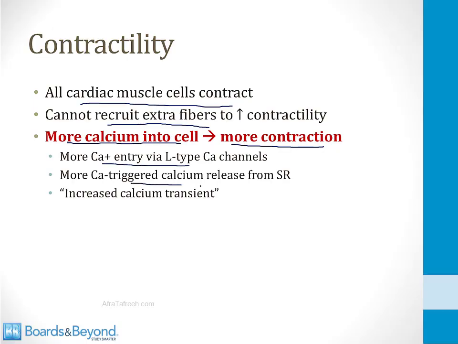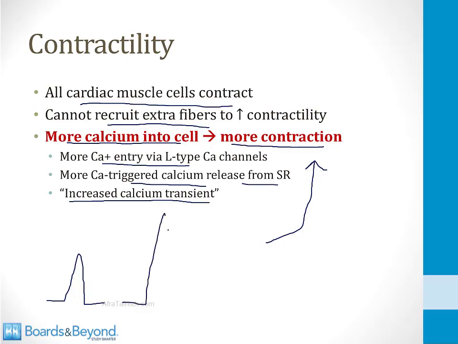That leads to more calcium-triggered calcium release from the sarcoplasmic reticulum, and this will lead to more contraction and higher contractility. In your textbooks, this is referred to as an increased calcium transient. This is just a fancy way of talking about more calcium in the cell. It's called the calcium transient because when you measure calcium concentration in a muscle cell, you see a transient rise like this, and when there's more contractility, the rise gets bigger. That's called an increase in calcium transient, and that's what leads to more contraction.